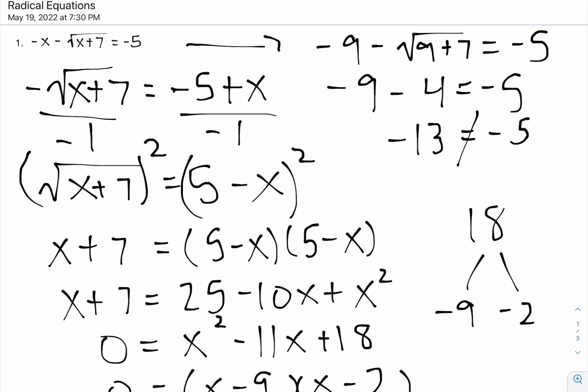And you might be thinking, well, how the heck does that happen? Like negative 13, that's not even close to negative 5. How did we get that? Well, notice that if this sign here was a plus, if it was negative 9 plus the square root of 16, then that would in fact equal negative 5.